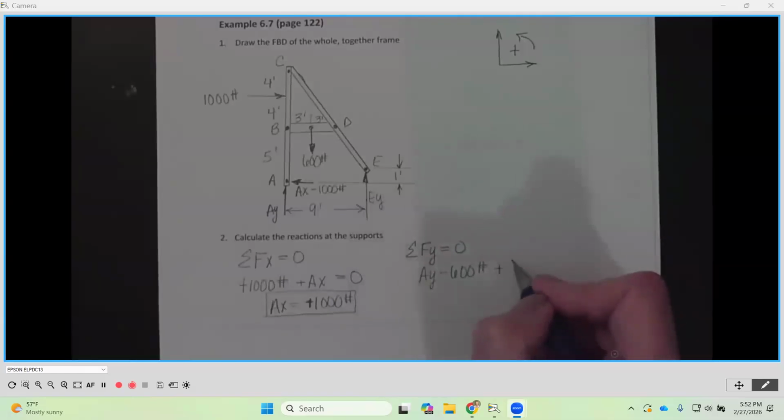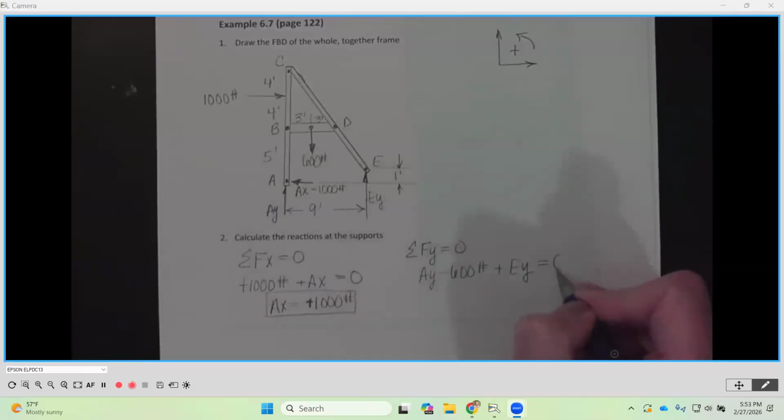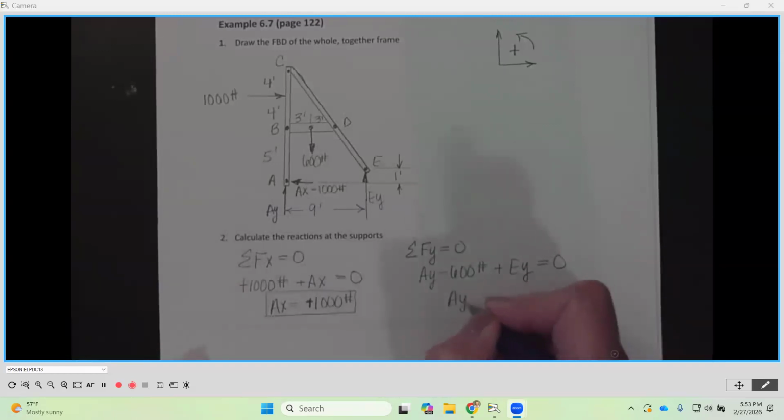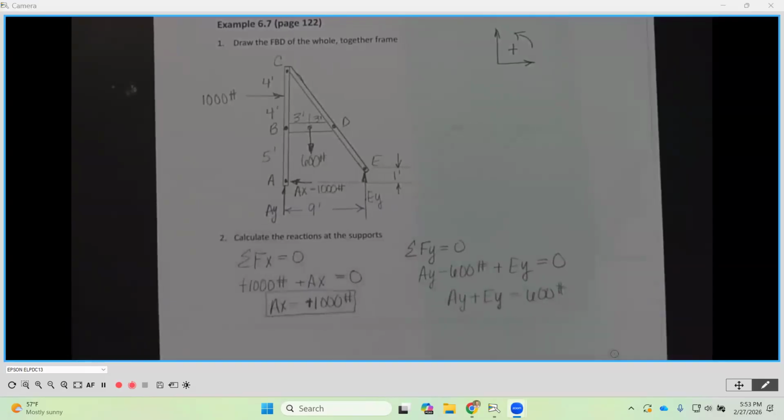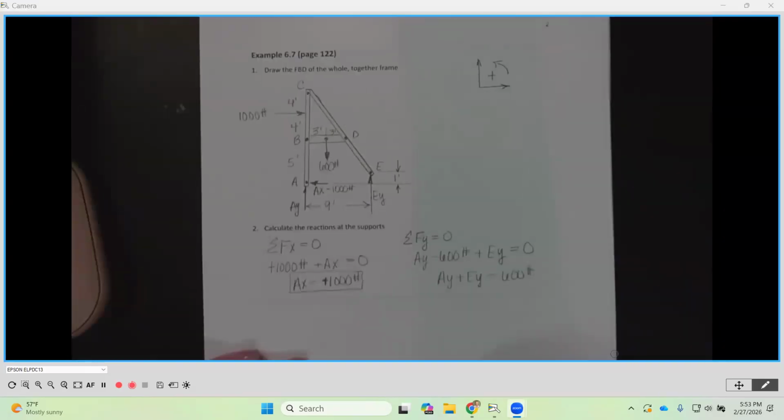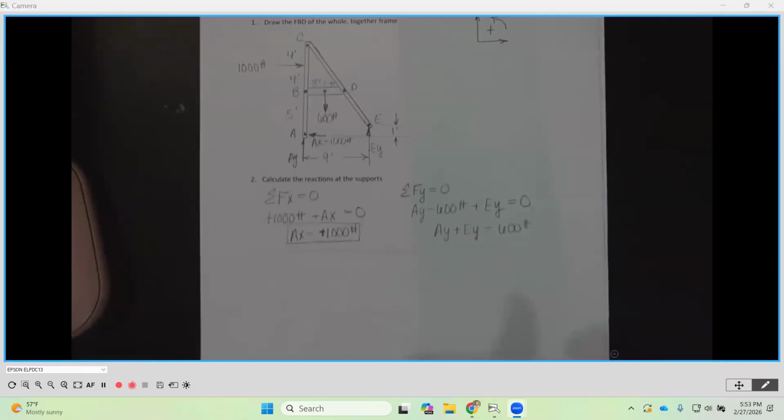And then we have a positive EY, okay? Those are all of the forces in the y direction. I'm going to set that equal to 0. I'm going to put this 600 on the other side, but I'm left with two unknowns. So that just means I can't really go any further. So we're gonna leave that there. And as we've seen in the past, we'll probably be able to come back and fill that in.